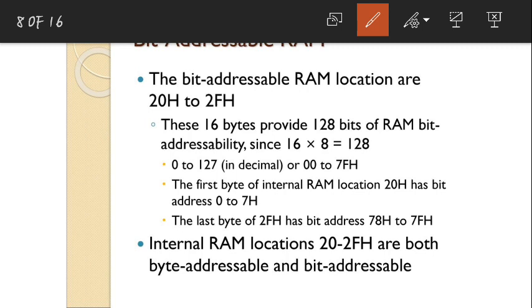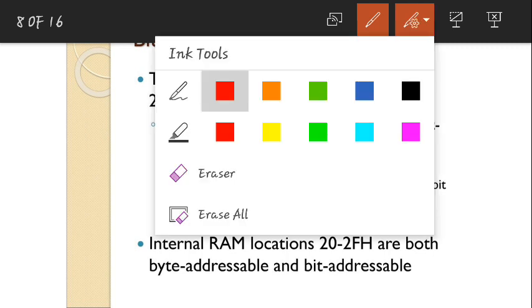Internal RAM locations 20H to 2FH are both byte addressable and bit addressable. This bit addressable space from 20H to 2FH, if you want to use it as byte addressable, even in that way you can use it. But particularly if you want bit addressable, you can use this generally. It doesn't mean this is only for bit addressable and you can't use it for byte addressable. It is not like that. You can use it in both ways.